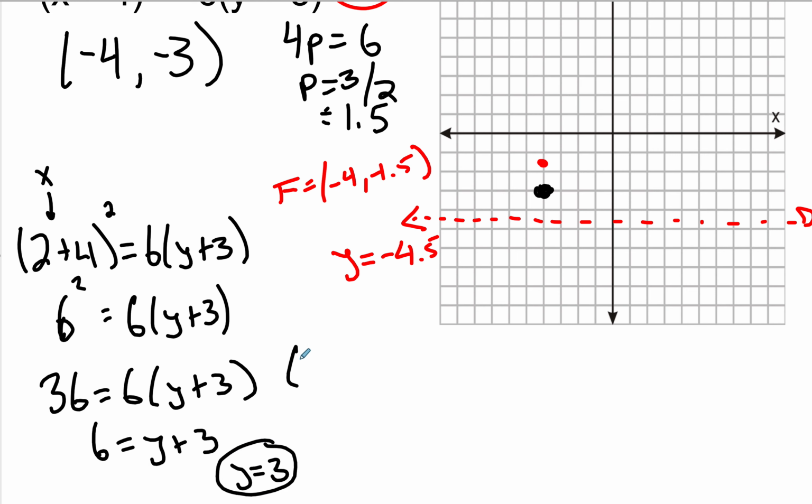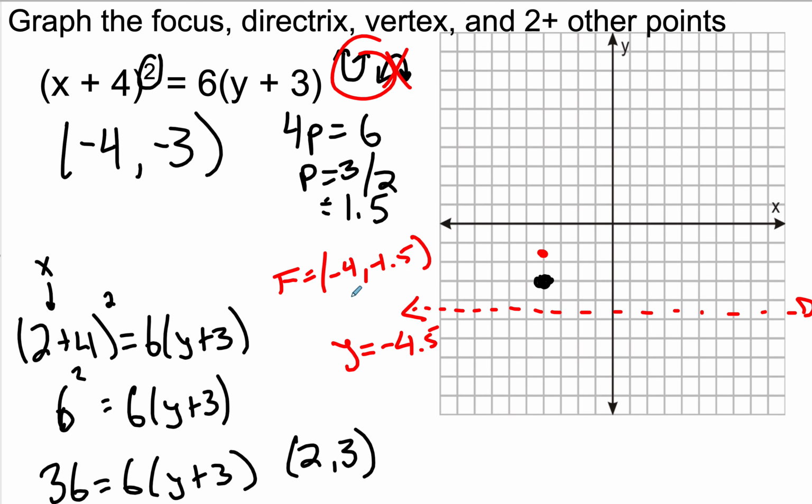So I plugged in 2 for x. I got 3 for y. 2, 3 has got to be a point on the line. Okay, so again, you're plugging in the x, you're plugging in the y, you're trying to make both of them equal to each other. Let's check that again. You plug in 2. 2 plus 4 is 6. 6 squared is 36. You plug in 3. 3 plus 3 is 6. 6 times 6 is 36. So 2, 3 checks. It makes both sides equal.